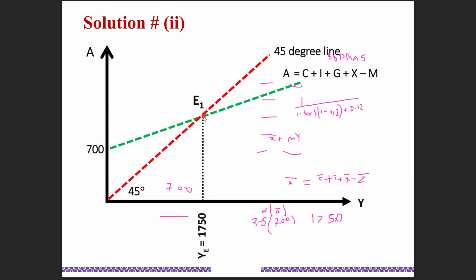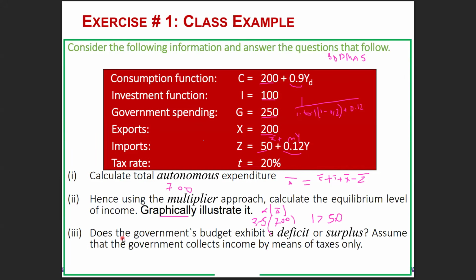We know that if our income is 1,750 at this point, aggregate expenditure associated with this point would also be 1,750. And they ask now, does the government budget exhibit a budget deficit or a surplus? Assume that the government collects income by means of taxes only. So the income of the government is just the taxes. To get your total tax collected, you say it equals small t, the tax rate, times Y, income.